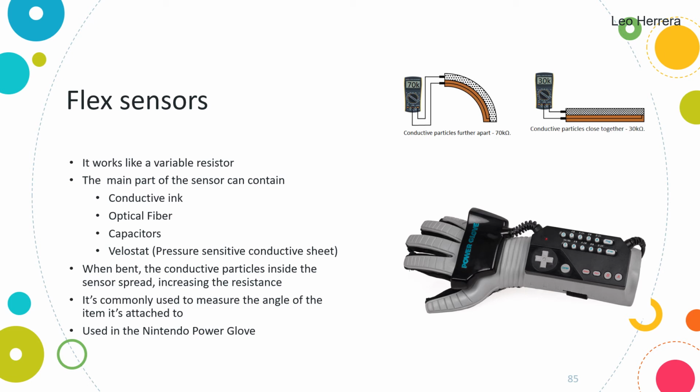The way a flex sensor works is that when it's bent, the conductive particles inside the sensor spread, increasing the resistance. Now, it may not always be conductive particles such as conductive ink or velostat, but in general, the idea is the same. If it is straight, the particles will be closer together, which means less resistance. When it is bent, these particles are further apart, which means more resistance. They're commonly used to measure the angle of the item they're attached to, as I mentioned before, and they've been used in things like the Nintendo Power Glove.